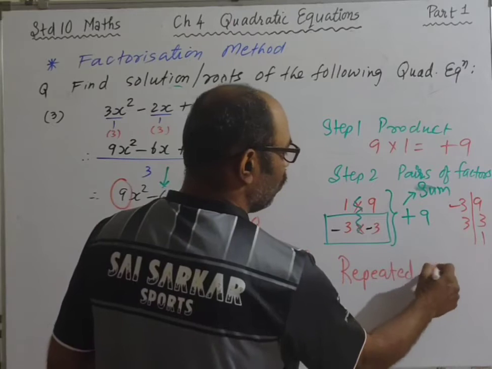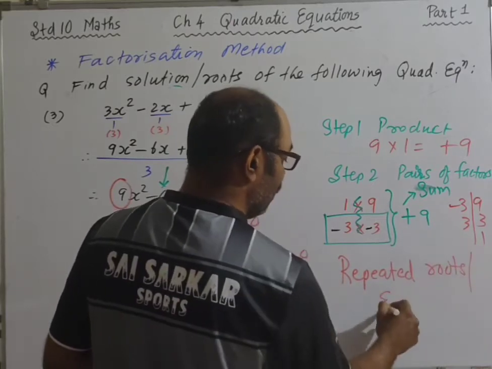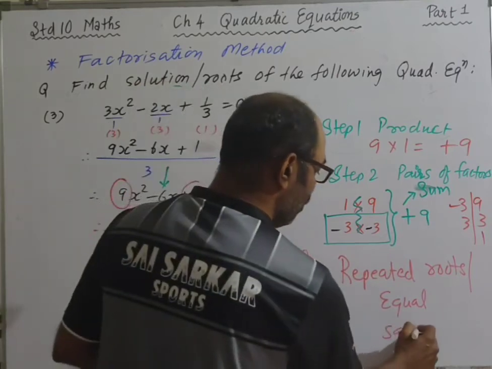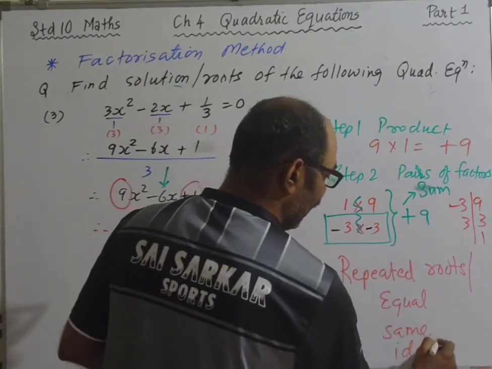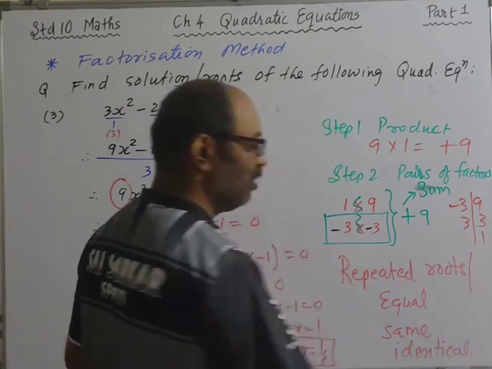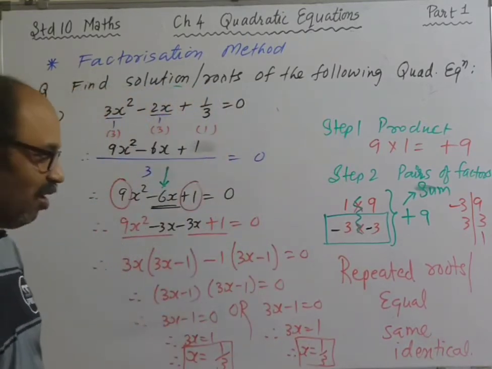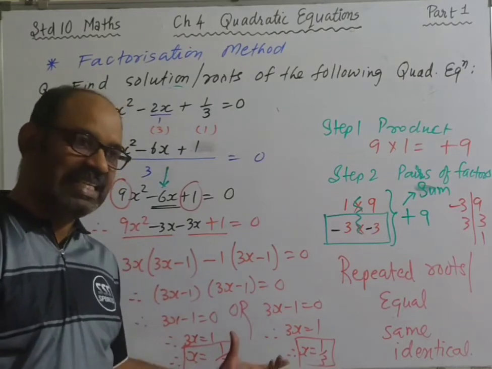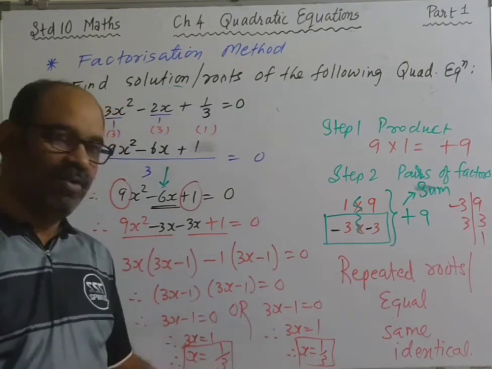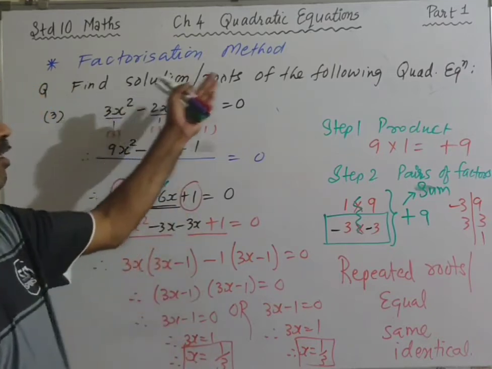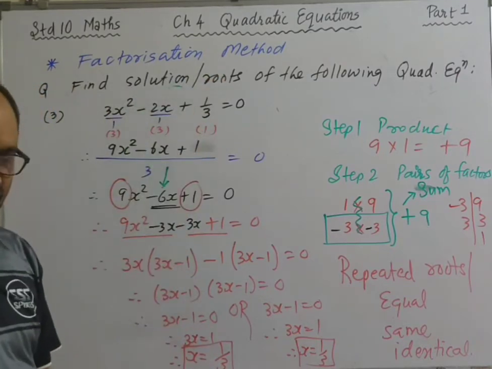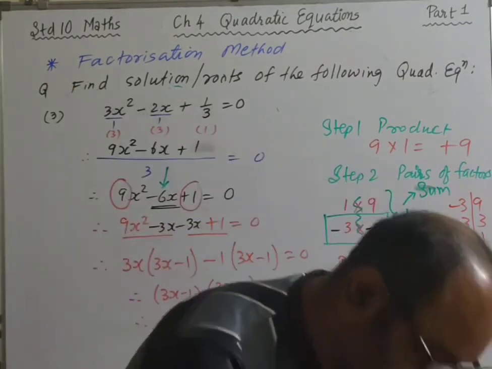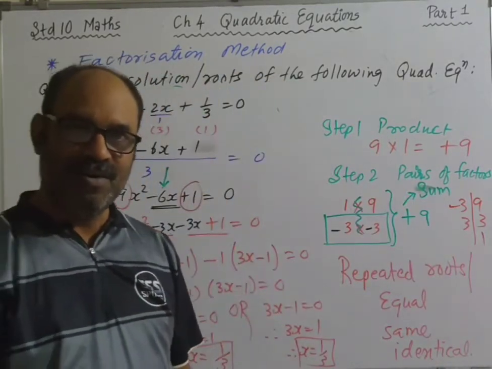Repeated roots or equal roots or same roots or identical roots. Few words are used for them. All right. So only one root is there, but it is repeated, 1 upon 3. So that's the solution of this quadratic polynomial number 3. Clear, children? Good. Okay. Are you ready for the next one, number 4?